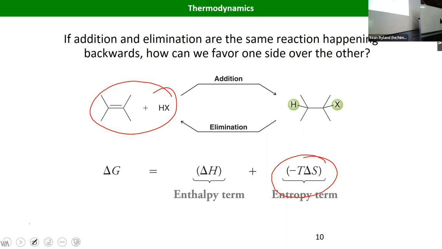And that means if we want to favor the side that has more entropy, we change the temperature. If the side that has higher entropy is what we want, we increase the temperature. Higher temperature always favors higher entropy when you're choosing between two systems. Right, so increasing the temperature favors elimination.